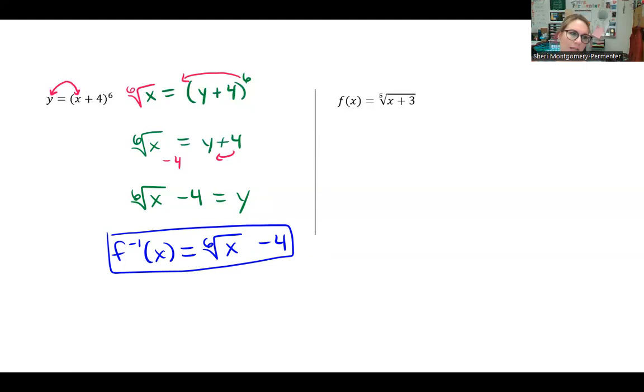The last one, I can't just switch x and y because I don't have a y. So I'm going to have to rewrite it first. So what do you think that we do? Oh, we actually have to switch x and y first. We can't even start. We'll just switch x and y.